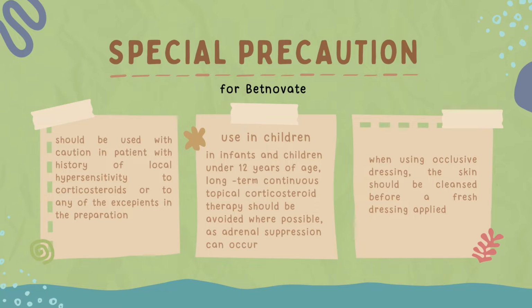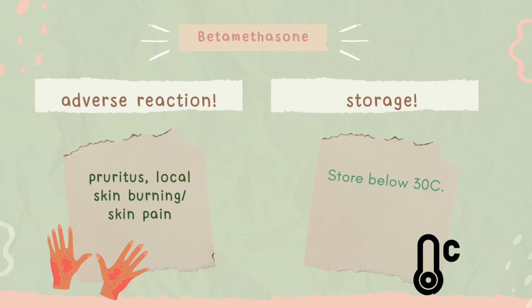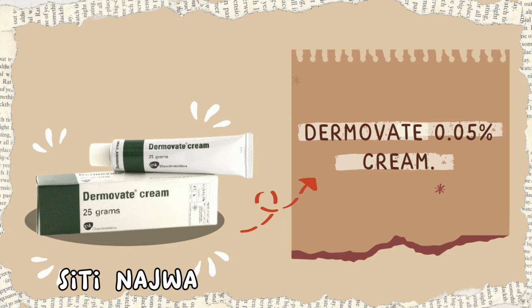For use in children, in infants and children under 12 years of age, long-term continuous topical corticosteroid therapy should be avoided where possible as adrenal suppression can occur. The adverse reactions for betamethasone are pruritus, local skin burning and skin pain, and it must be stored below 30 degrees Celsius. Next, the cream that we can recommend to you that is available in our pharmacy is Dermovate 0.05% cream.